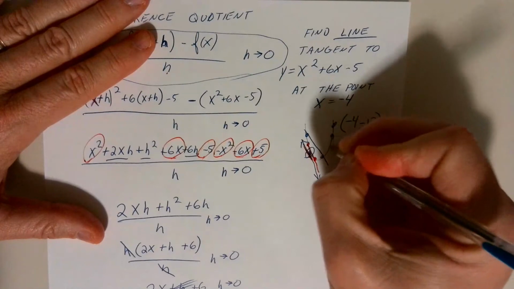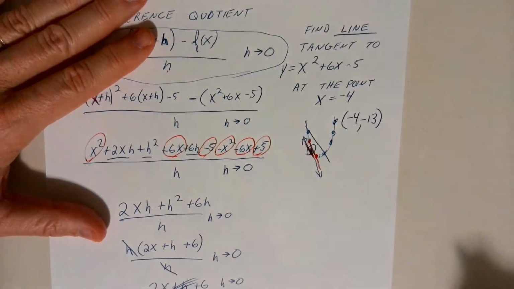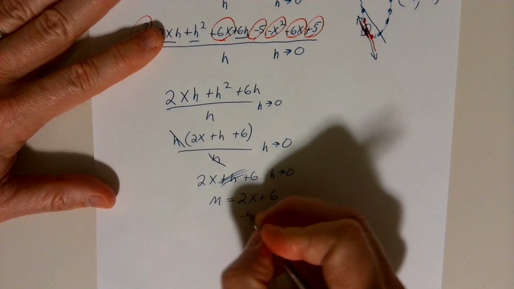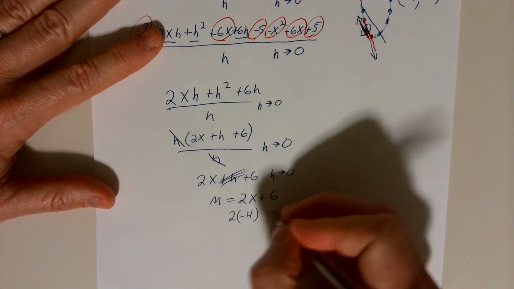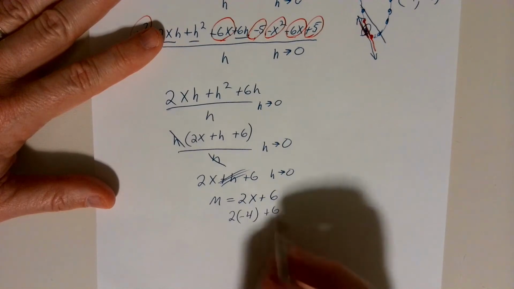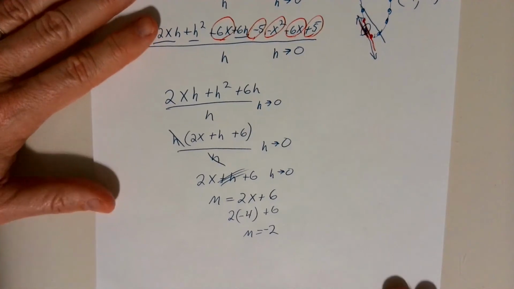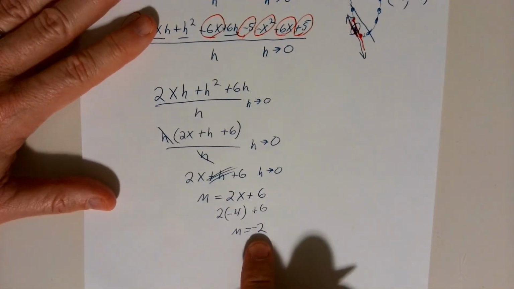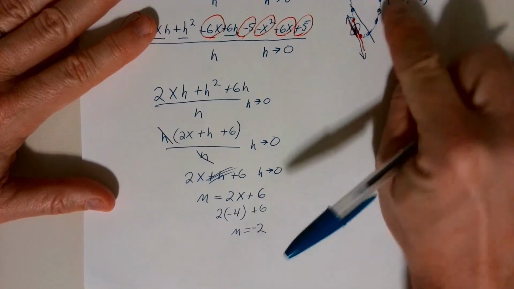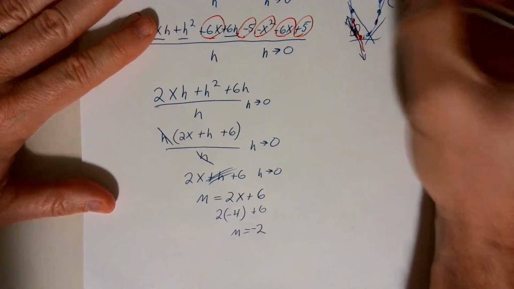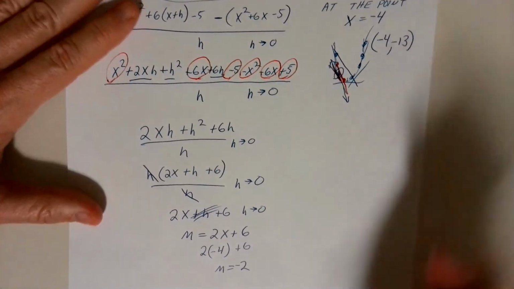And this slope works for anything that I plug in on this entire parabola. Pretty amazing. So I'll go ahead and plug -4 in, and when I do that, 2 times -4 plus 6, 2 times -4 is -8, -8 plus 6 is -2. So my slope is -2 at that point. And again, you can see if I plug in different values, those slopes of the lines are going to keep changing. Okay, but I wanted it at -4, -13.